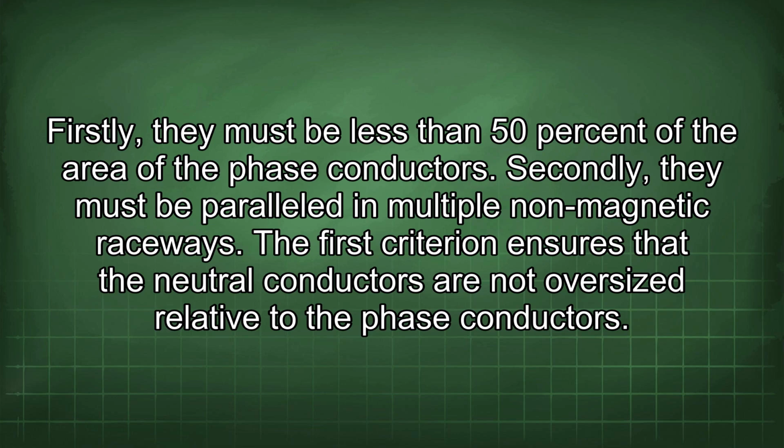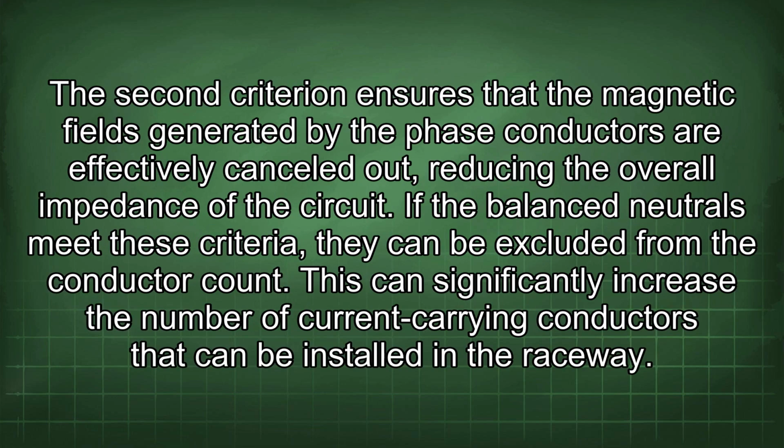The first criterion ensures that the neutral conductors are not oversized relative to the phase conductors. The second criterion ensures that the magnetic fields generated by the phase conductors are effectively cancelled out, reducing the overall impedance of the circuit. If the balanced neutrals meet these criteria, they can be excluded from the conductor count. This can significantly increase the number of current-carrying conductors that can be installed in a raceway.